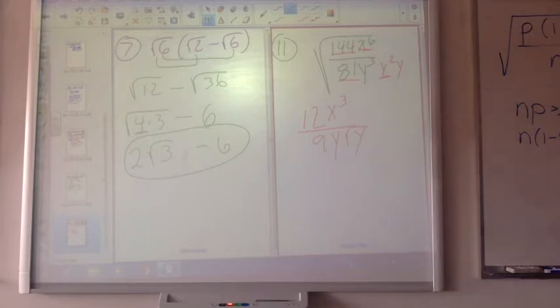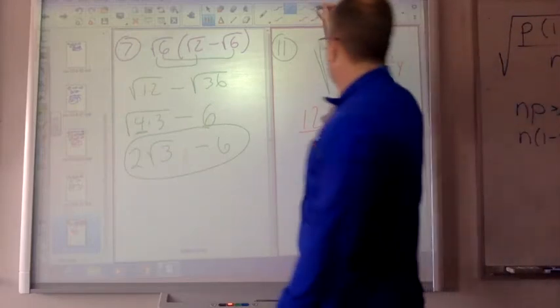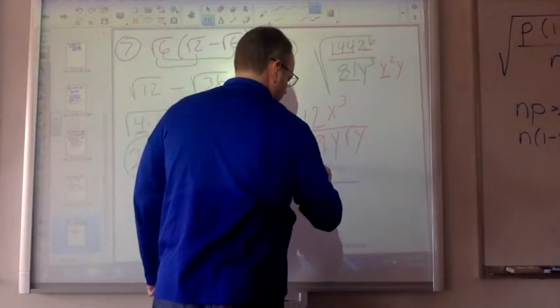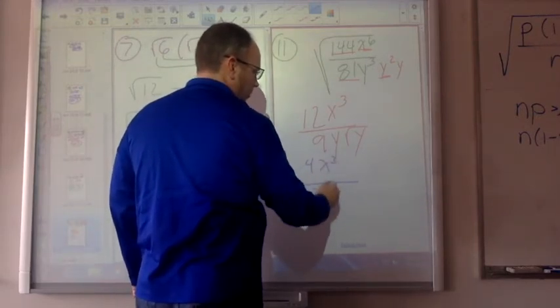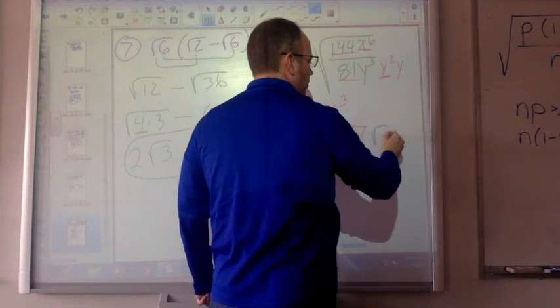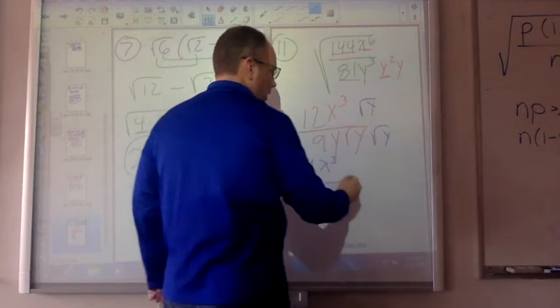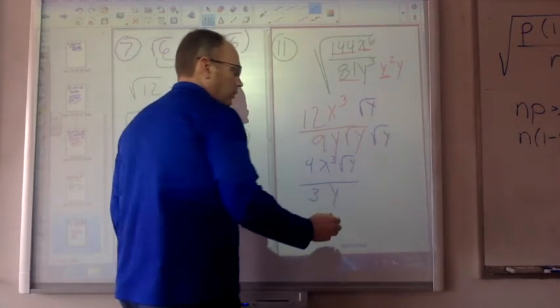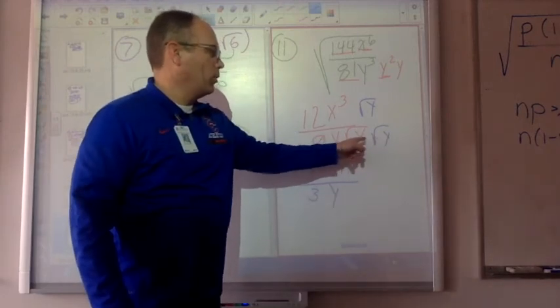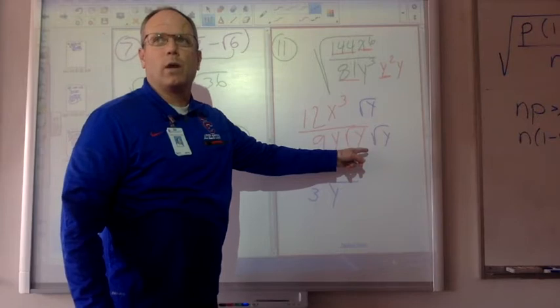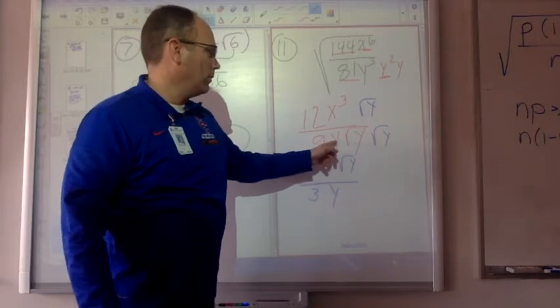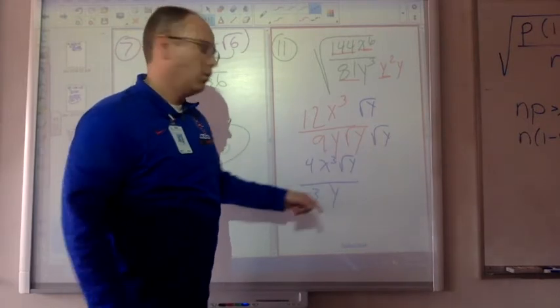Okay. Problem is not done. There's two more things to do. One, I can reduce 12 over 9. So that gets me 4 over 3. Then x to the third stays up on top, y stays down there. But if I multiply this by root y, now I get a root y up on top, which is fine. If I multiply root y times root y, I get root y squared. What's the square root of root y squared? Y. Y times this other y. Y squared.